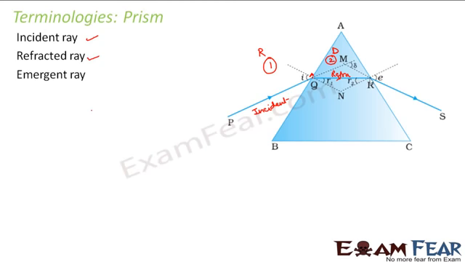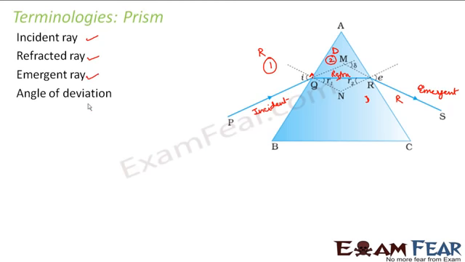Then the third one is the emergent ray, that is the ray which comes out of the prism. Again, from here to here, the light ray is moving from a denser medium to a rarer medium, so it will undergo refraction. That is, the ray will move away from the normal. This was the normal, so it moves away from the normal. So this is my emergent ray, right?